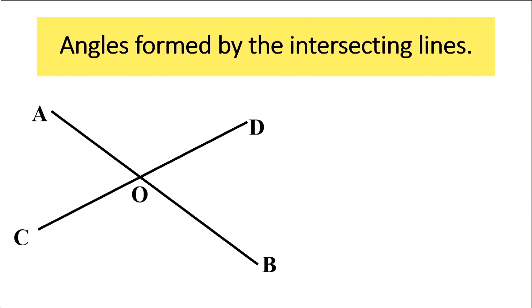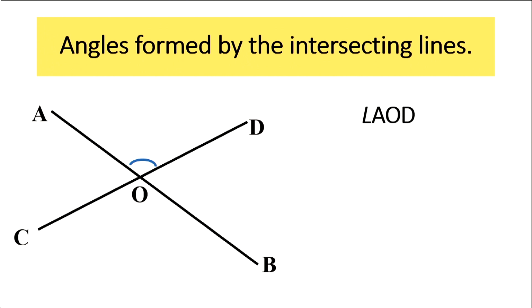Here, how many angles are formed? Yes, you are exactly correct. The four different angles are formed over here. Can you tell me the name of the angle formed over here? Yes, let us write one by one. Now, come to this. Here, angle AOD is the first angle, we can say.